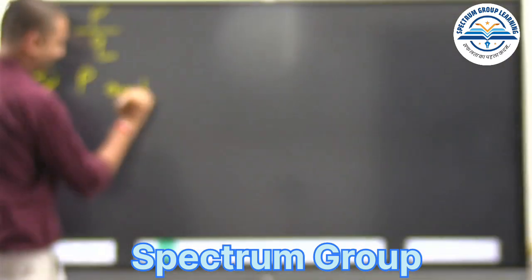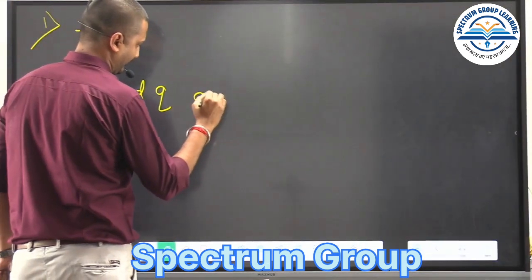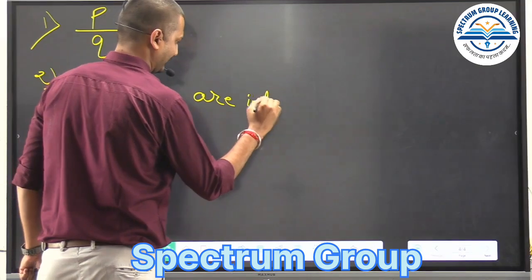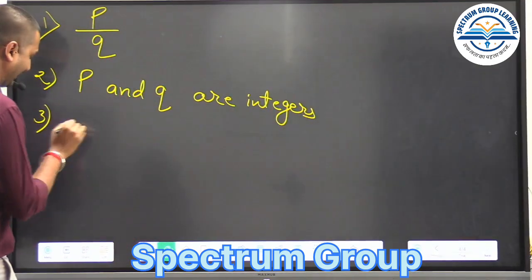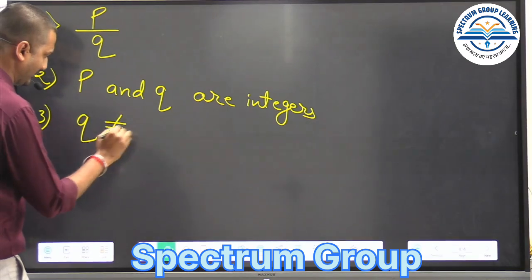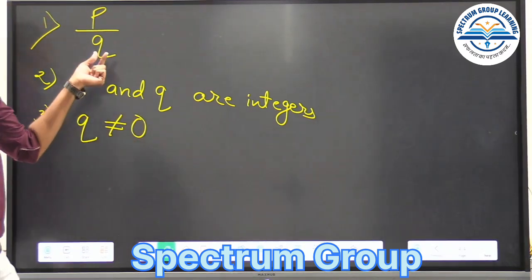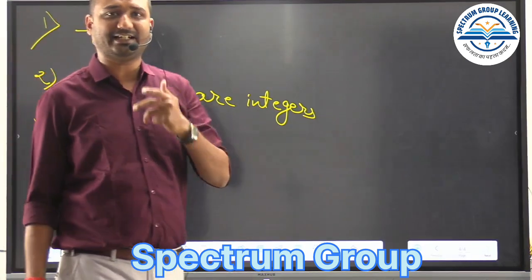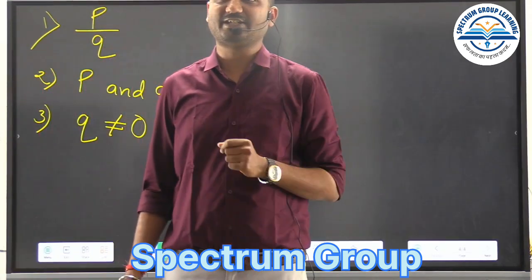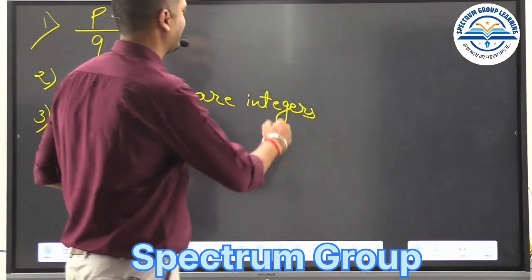Second, where P and Q are integers. And the third one, Q is not equal to 0. That means the denominator part is not equal to 0. If a number satisfies all the three conditions, then the number is called a rational number. Let me tell you some examples.